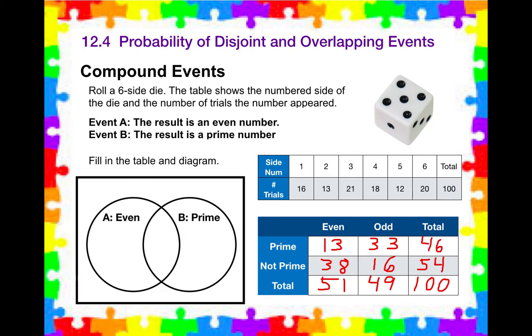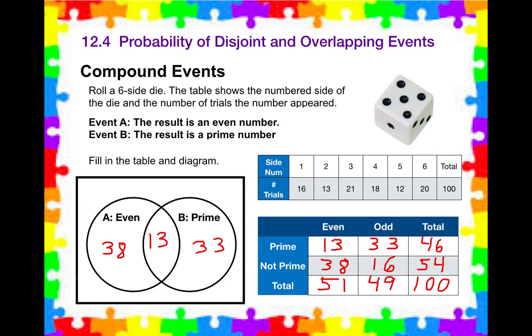Now let's fill the Venn diagram. The number that are even and not prime is 38, so we're going to put 38 here. The number that are even and are prime are 13, so we'll put that in the middle here, 13. The number that are prime but not even, which means they're odd, is 33.